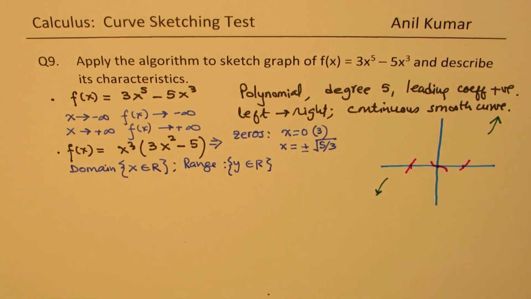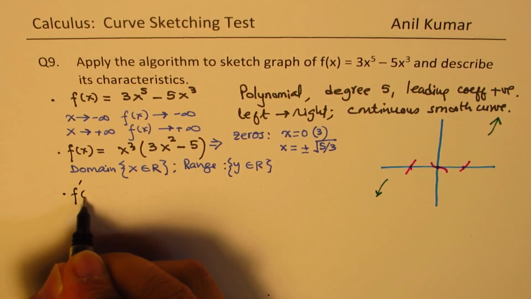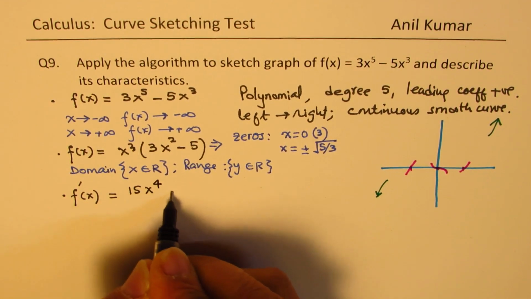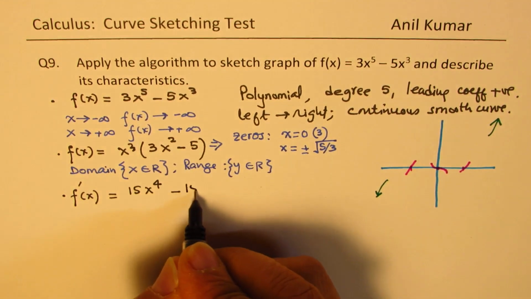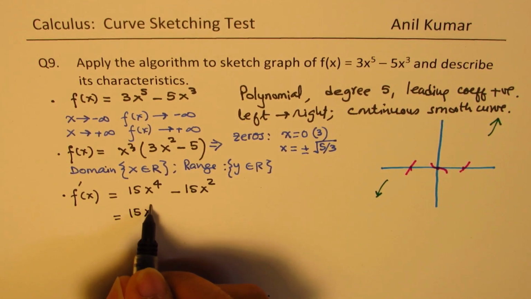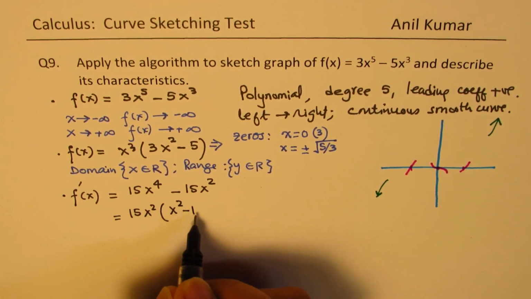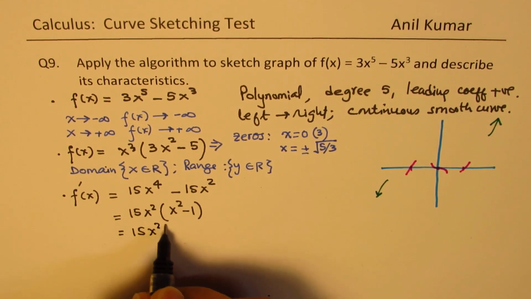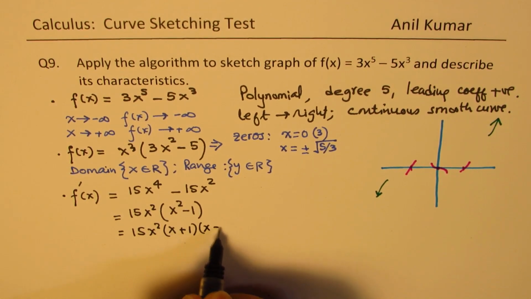Since it is a continuous function, as you can see, the domain and range are all real numbers. Now that is the basic characteristics itself. Now let's find the first derivative. The first derivative of the function is 15x to the power of 4 minus 15x squared. Here we could factor out 15x squared, so we get x squared minus 1, which gives you 15x squared times (x plus 1) times (x minus 1).